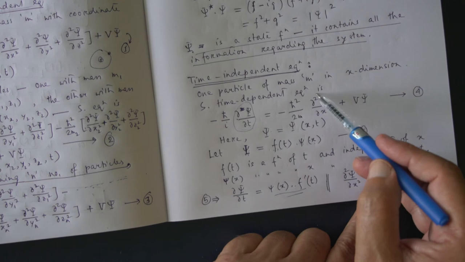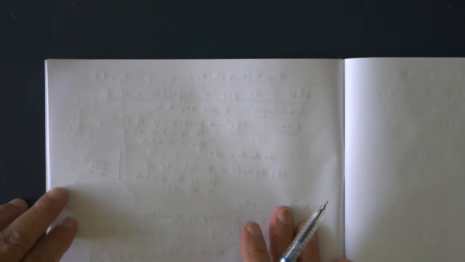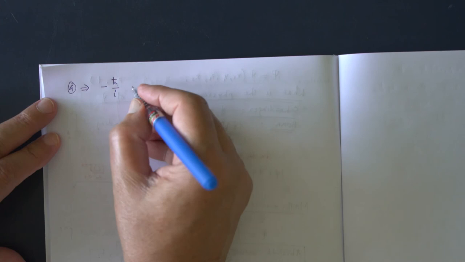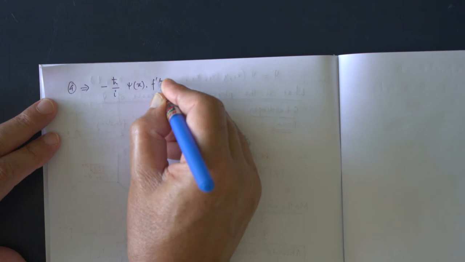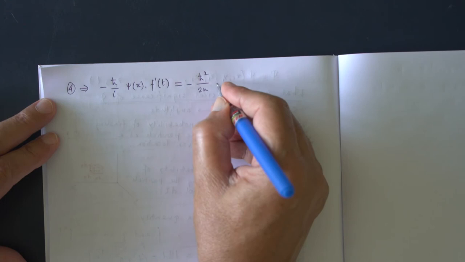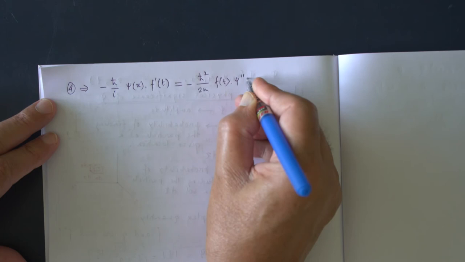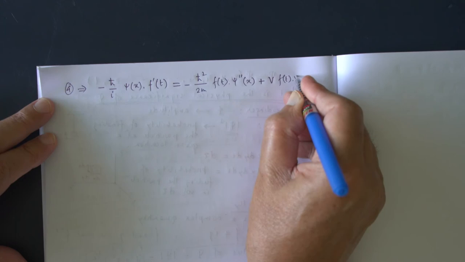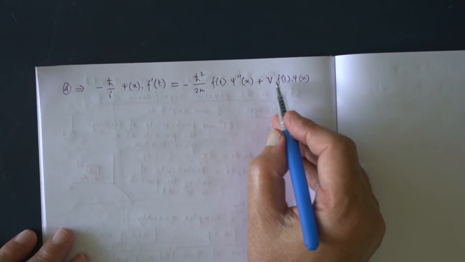So from 4, what we get? Minus h bar by i, psi(x) f dash t equal to minus h bar square by 2m, then f(t) psi double dash x, plus V, capital psi equal to f(t) psi(x). Okay, we are getting this.